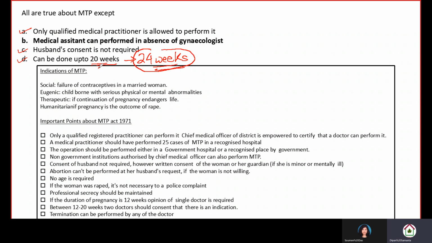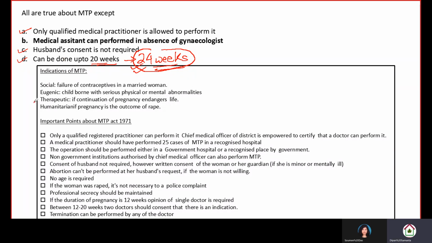Okay, so up to the month of June, when the FMG exam will happen, if this bill doesn't become a law, then you need to choose 20 weeks. Otherwise, if it becomes a law, then you need to choose 24 weeks. So it depends. Otherwise, it will be a wrong answer.